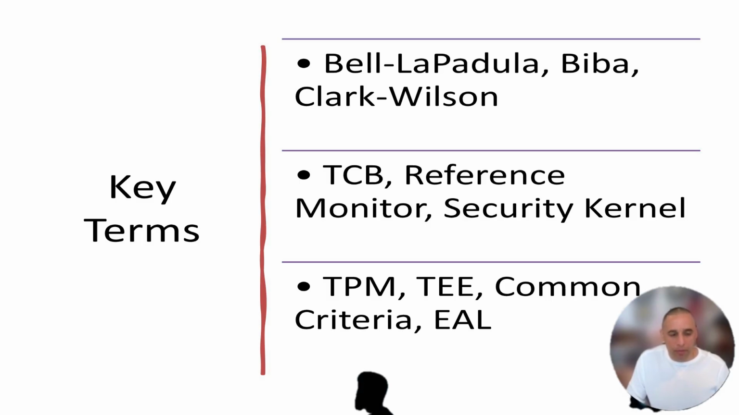TPM, Trusted Platform Module: hardware providing a root of trust for secure operations. TEE, Trusted Execution Environment: isolated processor enclave for sensitive computations. Common Criteria: international standard for security evaluation. EAL, Evaluation Assurance Level: rating system for the rigor of security evaluations. Familiarity with these terms will help you navigate security discussions, exams, and real-world scenarios with confidence. Next, we'll look at your assignment and how you can apply what you've learned.